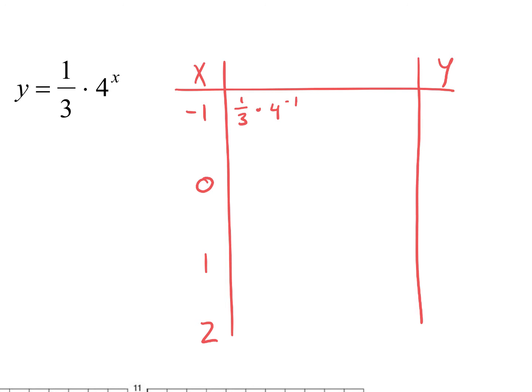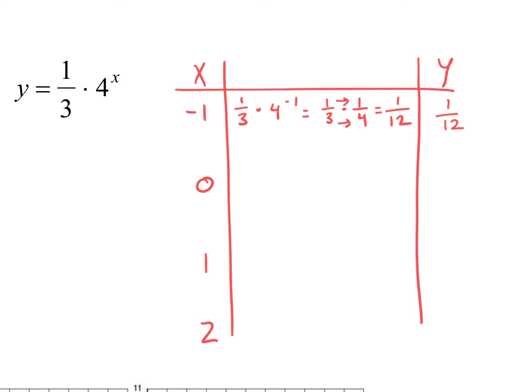What does a negative exponent do? Makes it a fraction. So we have 1/3 times 1/4. How do we multiply two fractions together? Just straight across. Multiply the tops and then multiply the bottoms. So we have 1 over, what's 3 times 4? 12. So 1 over 12.